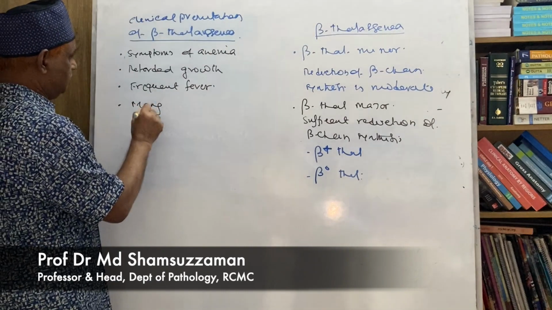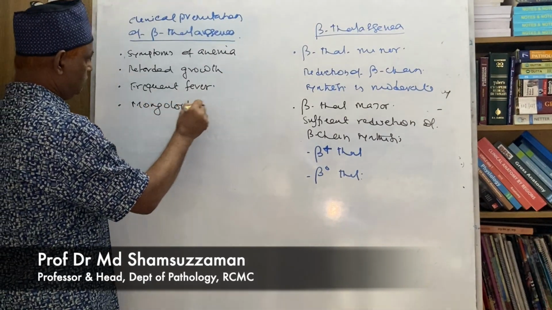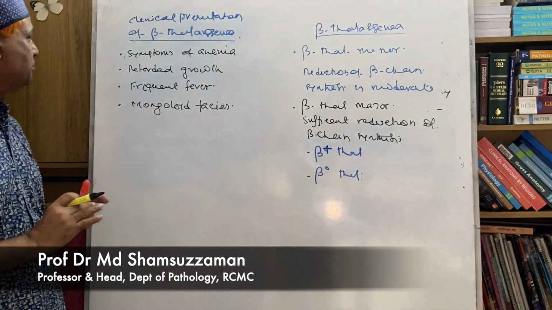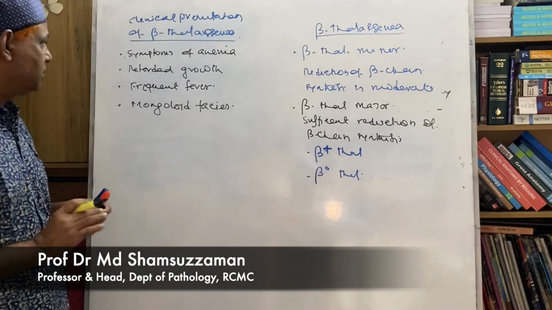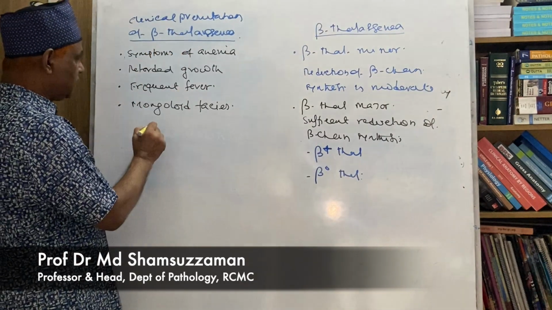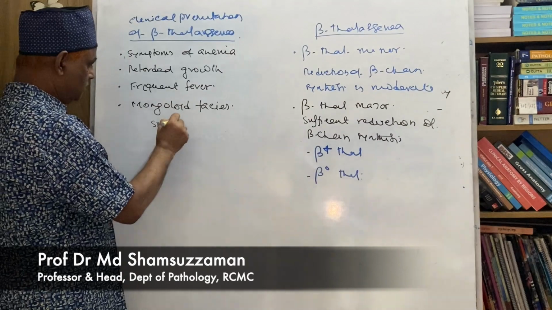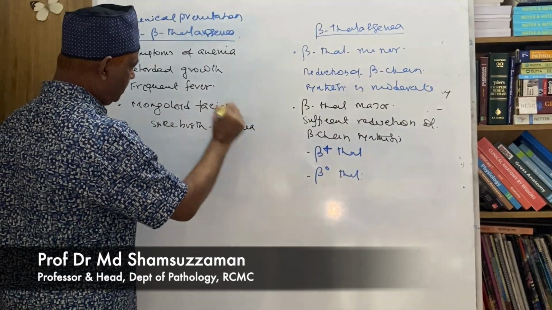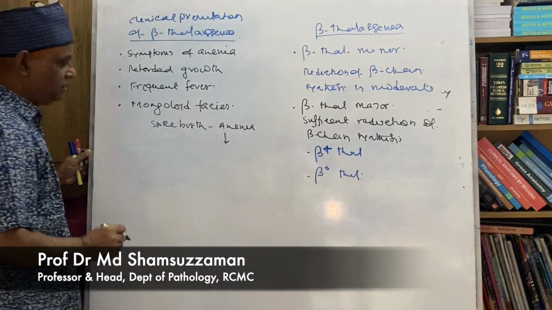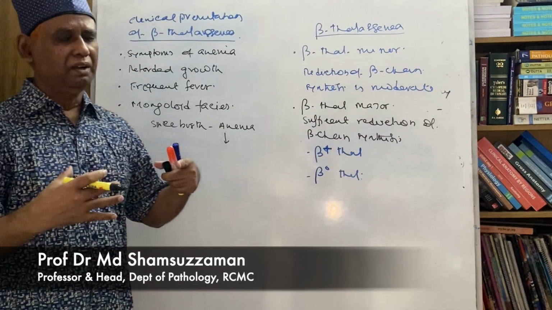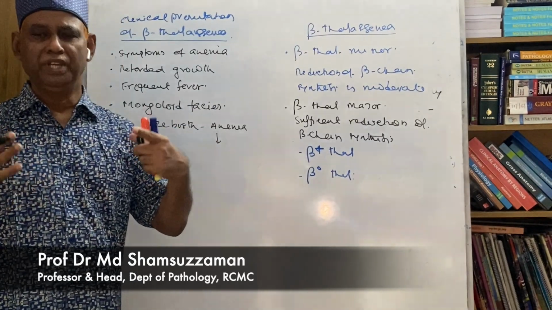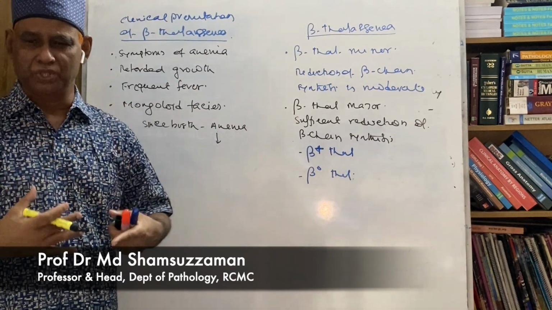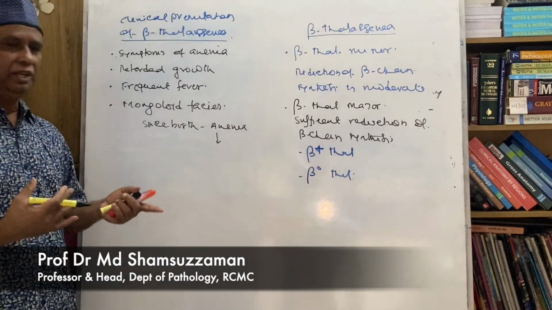Mongoloid facies. What does it mean? The face of that baby becomes mongoloid. How does it occur? Since birth the baby is anemic. Since birth anemia, what will happen? Within the blood, due to reduction of hemoglobin, the oxygen tension, or amount of oxygen in the blood, is reduced. So there is tissue hypoxia, cellular hypoxia.